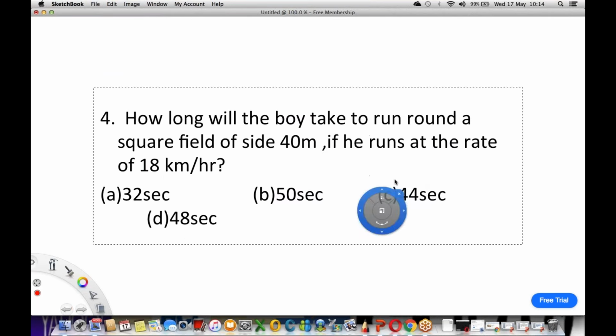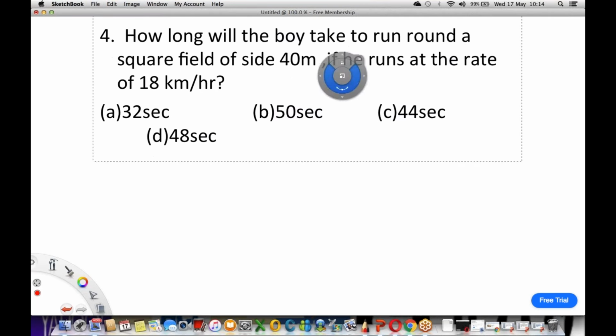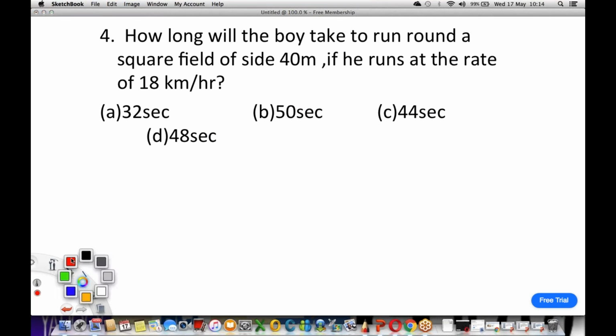Just understand what he is asking. So if you look at the question, he's just asking you to find out the time taken. I realized that by looking at the options having the unit of seconds.